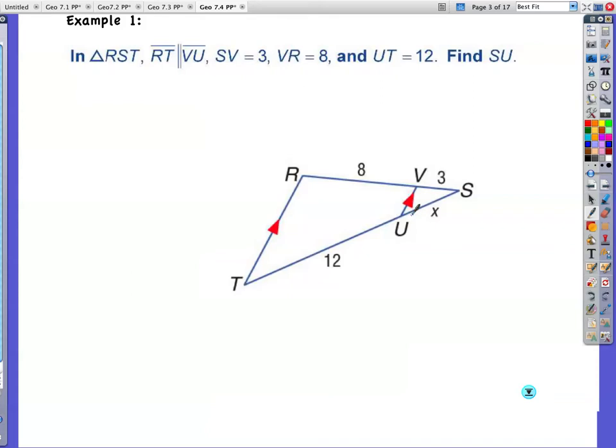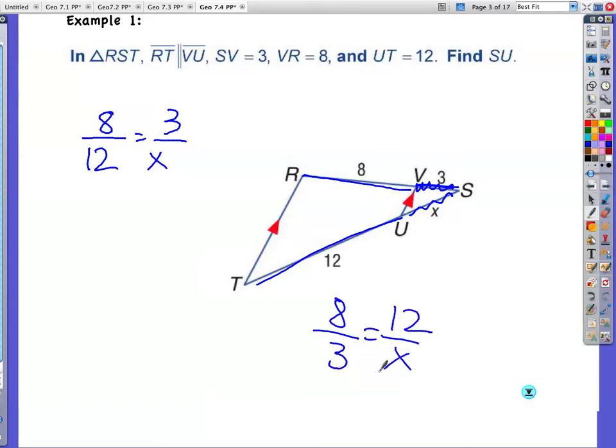Okay. So basically V to R is 8, and I can compare 8 to 3 or 8 to 12. It doesn't matter. I kind of like to go across for some reason. 8 to 12, so this piece is proportional to this piece, as 3 is to X. That doesn't mean somebody else couldn't write 8 to 3 is the same as 12 to X. Doesn't matter which way you go, but when you cross multiply, either way, you get 8X equals 36.